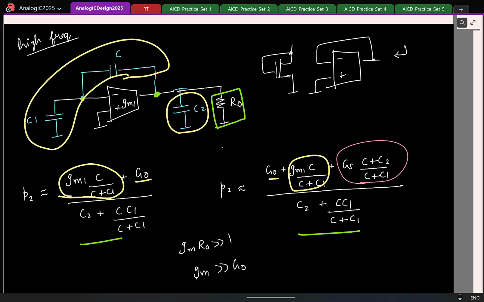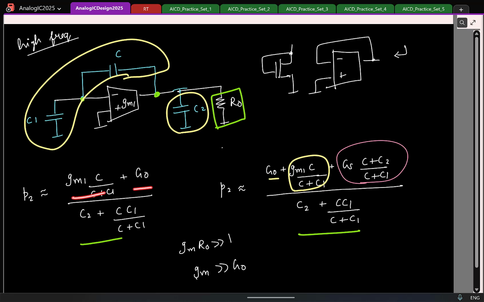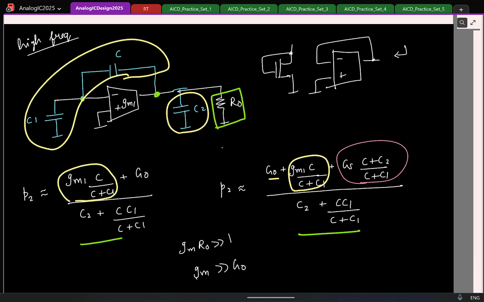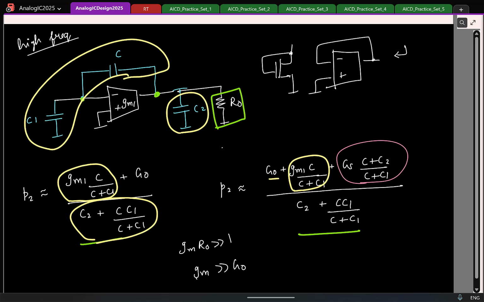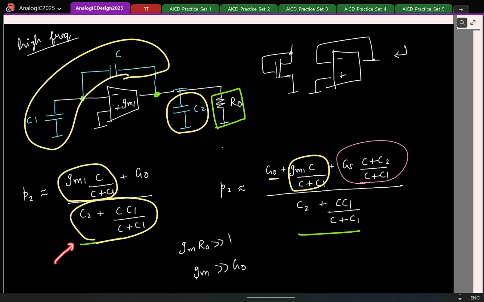So among the two terms I have in the numerator, which will dominate? So I can basically approximate as this term by this. So that's why the approximation we write for the pole location is good enough in practice.